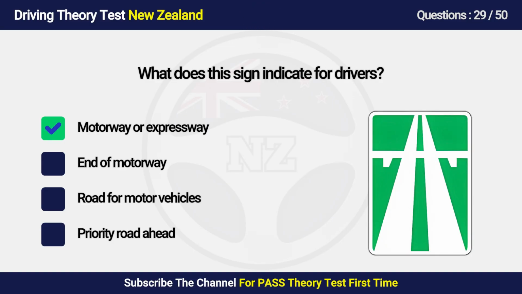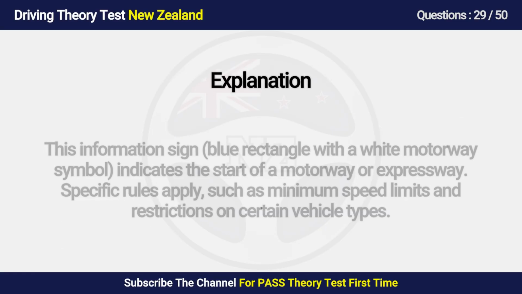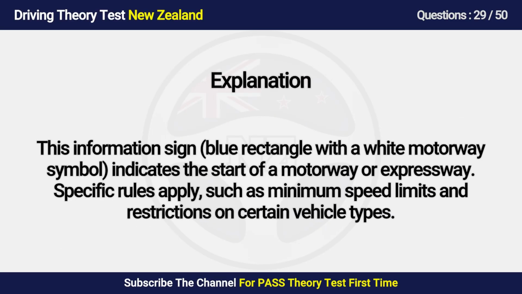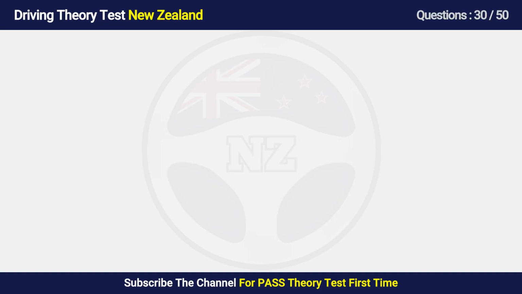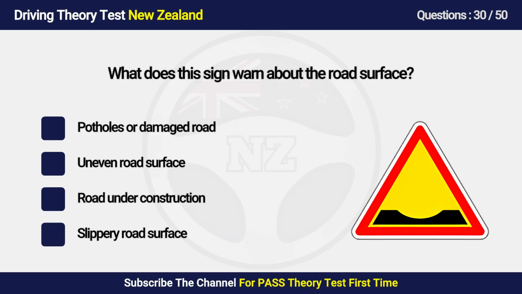Answer is A. Motorway or expressway. This information sign, a blue rectangle with a white motorway symbol, indicates the start of a motorway or expressway. Specific rules apply, such as minimum speed limits and restrictions on certain vehicle types. Question 30. What does this sign warn about the road surface?